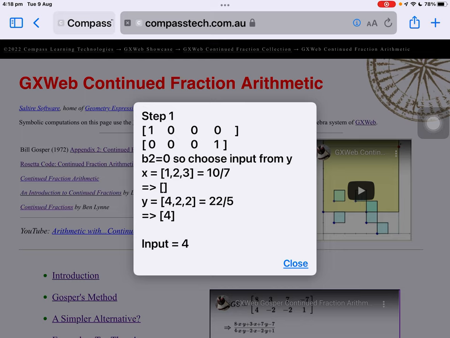Look at the bottom of the fraction, the denominator terms. Remember, these are called B1, B2, and B. Now, B2 is 0, but B is not. So we're going to choose our first input from Y. Now, you remember Y was 22 over 5 as a continued fraction, 4, 2, 2. So our first input term will be a 4.